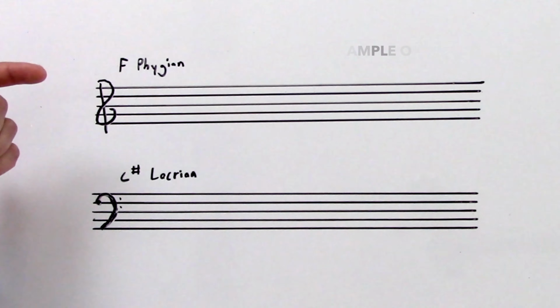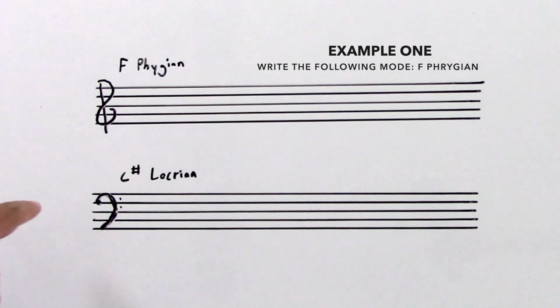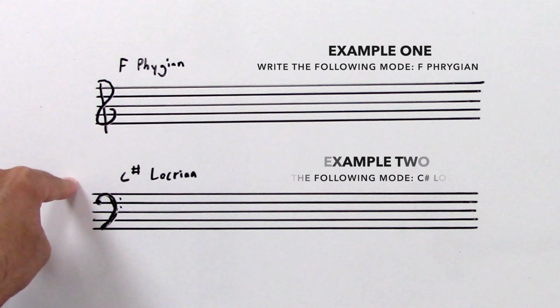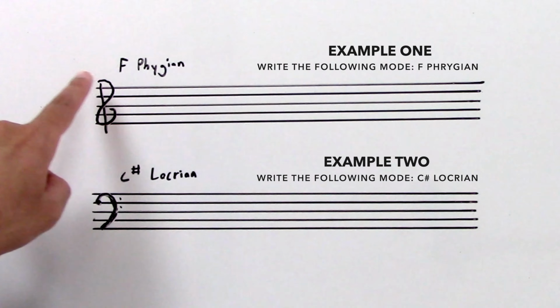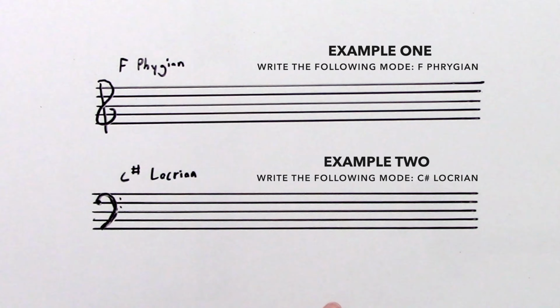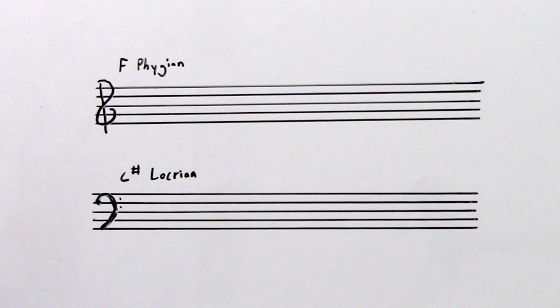We are going to together write an F Phrygian mode and a C# Locrian mode. And remember, on your RCM exam, this might be called Phrygian on F and Locrian on C#. And depending on who your theory teacher is, they might say either F Phrygian or Phrygian on F, but it's the same mode. So let's start with Phrygian on F.